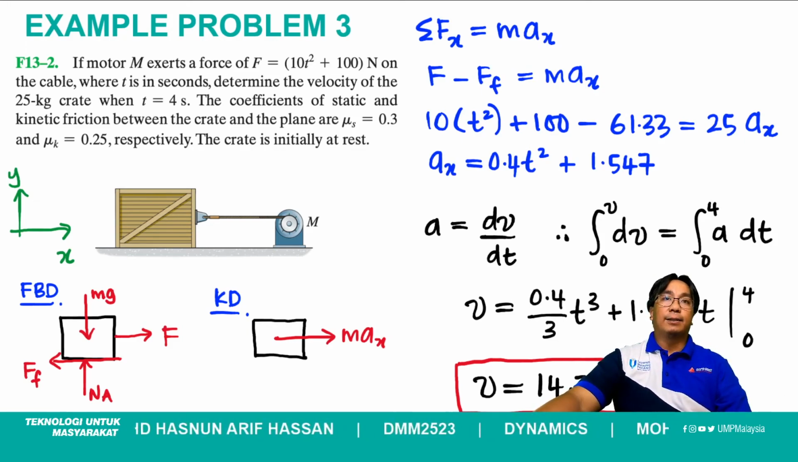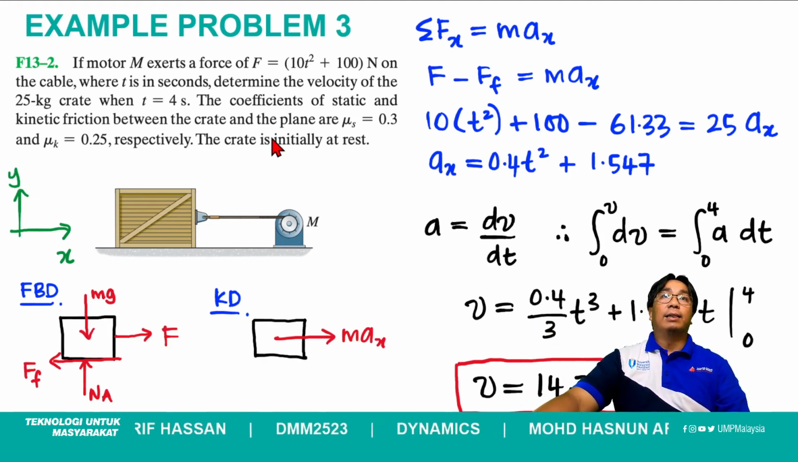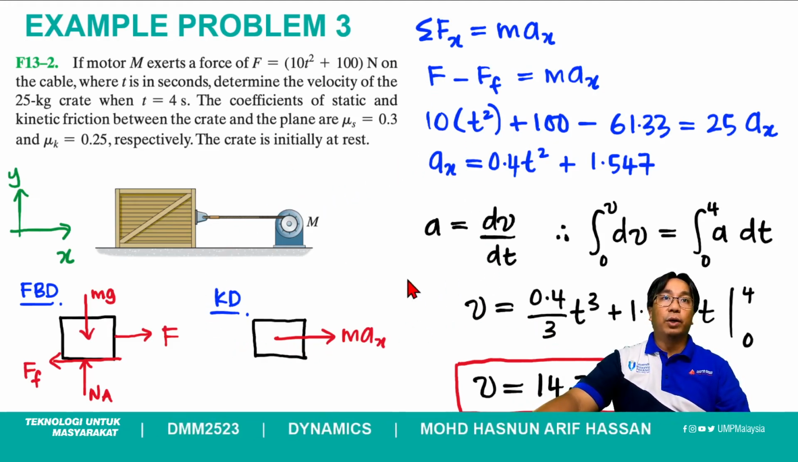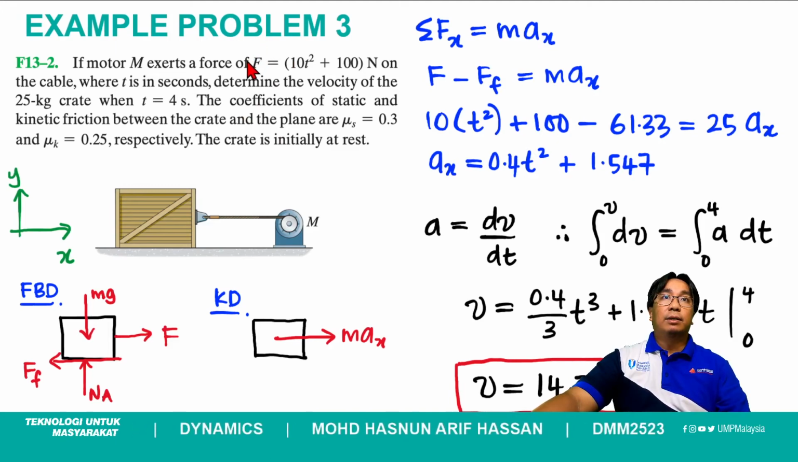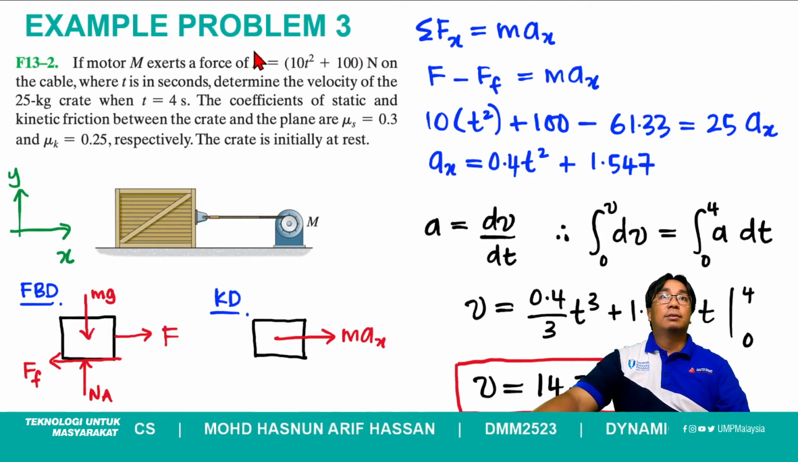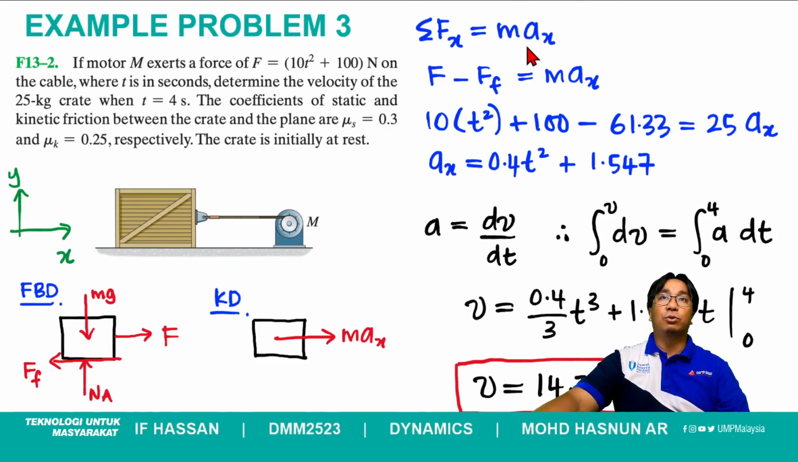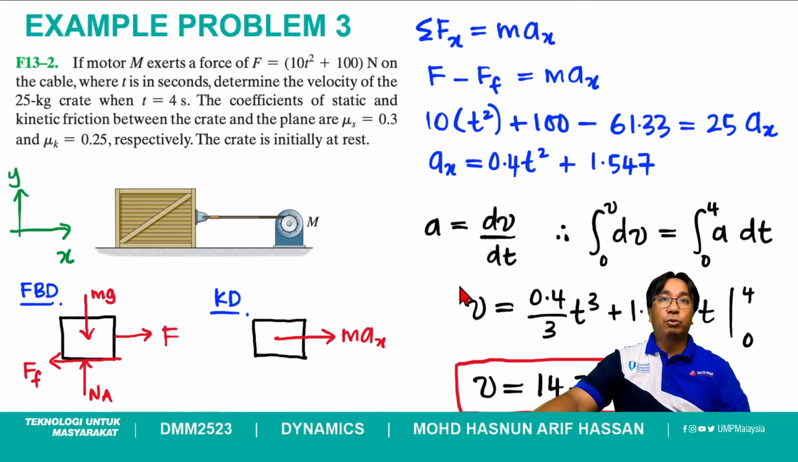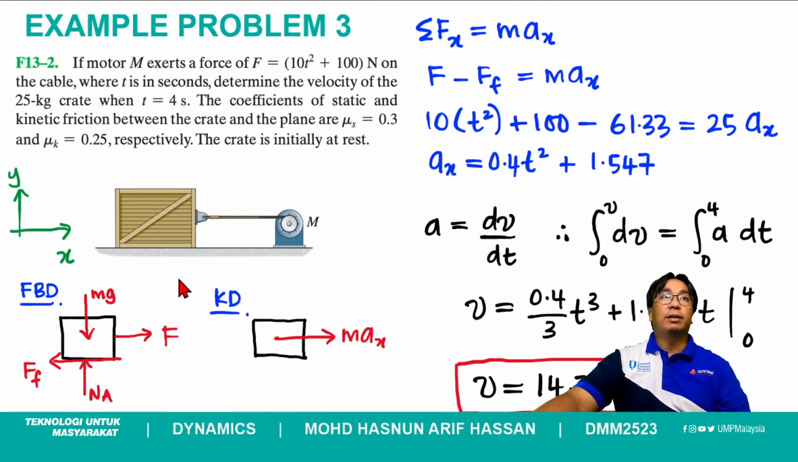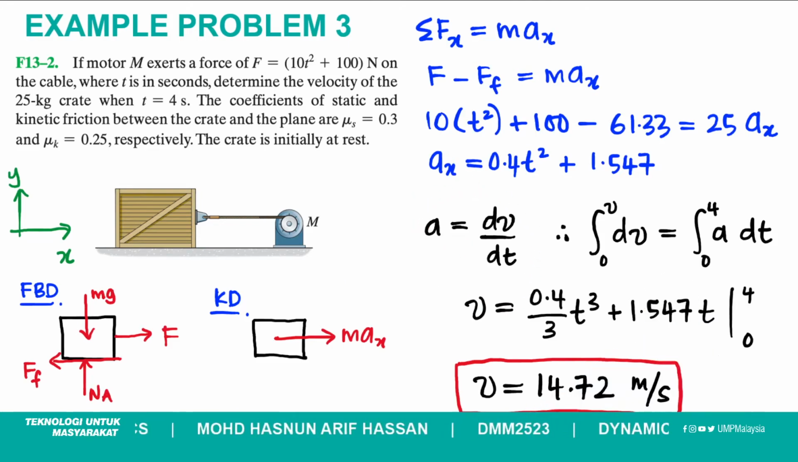meter per second. So this is the velocity, and this example is showing a non-constant force, which means the acceleration will also not be constant. So you have to use the basic kinematic equation to solve the problem, and you will get the value of velocity v is equal to 14.72 meter per second.